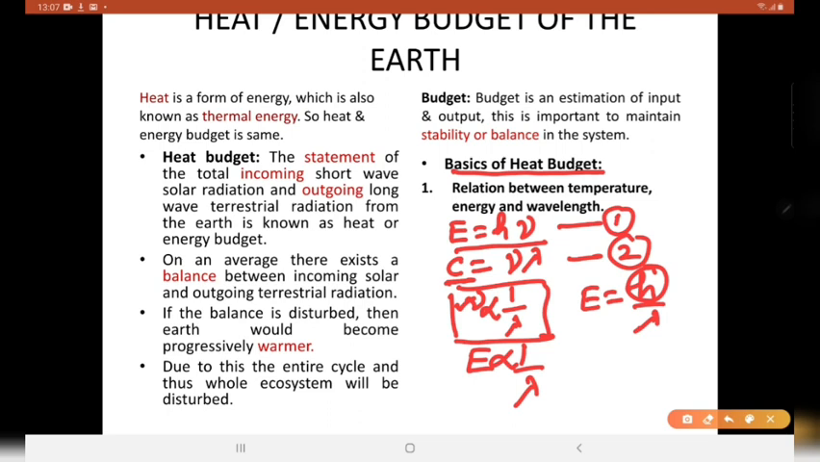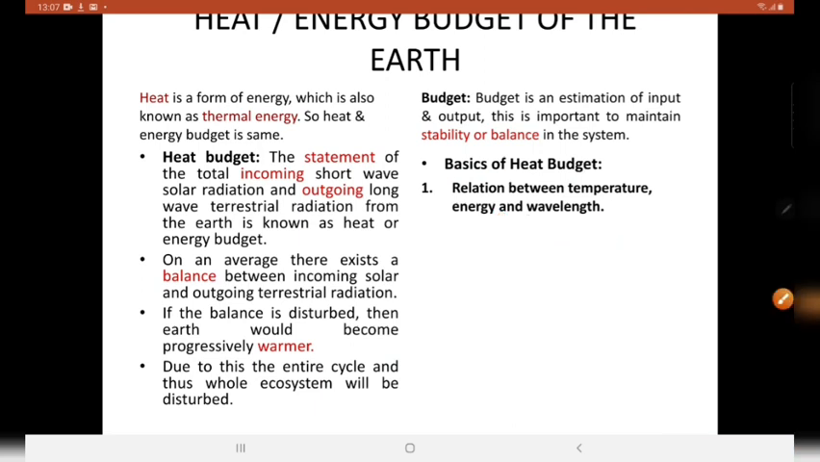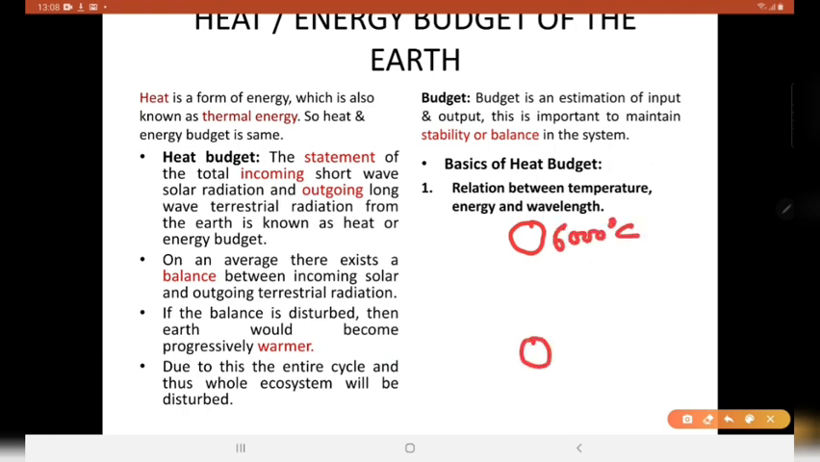It means longer wavelengths will have less energy and frequency, whereas shorter wavelengths will have more energy and more frequency. Now, according to Wien's displacement law, the hotter object will emit shorter wavelengths and cooler objects will emit longer wavelengths. You know, the temperature of the sun is around 6000 degrees centigrade, whereas the average temperature of the earth is 27 degrees centigrade.